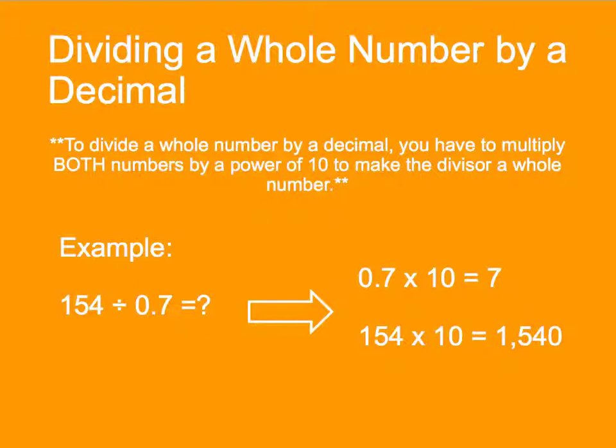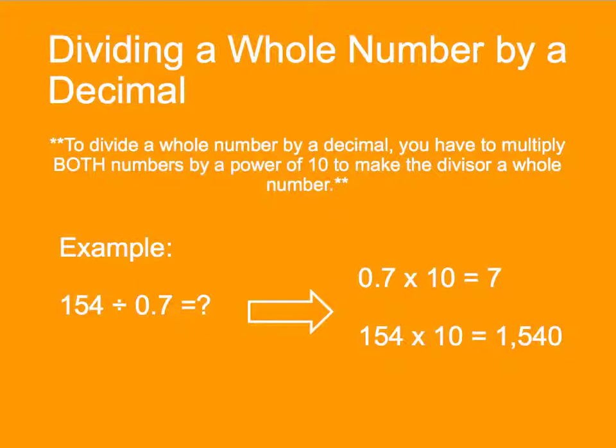So to do this, you have to make sure you multiply both numbers by a power of 10 so that your divisor is a whole number. So let's look at the example down below, because that seems like a lot of words explaining a pretty simple process. The example we have is 154 divided by 7/10, or 0.7.